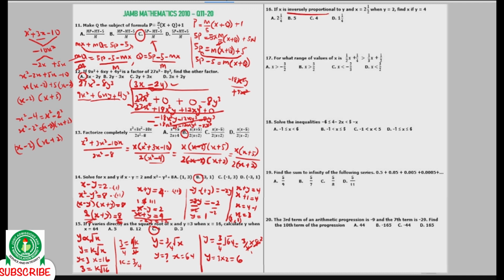Now the other question that we have here says that if x is inversely proportional to y, and x is 2 whole number 1 over 2 when y is equal to 2. Please note that x is inversely proportional to y, 1 over y, unlike the direct. This one is inversely, 1 all over.